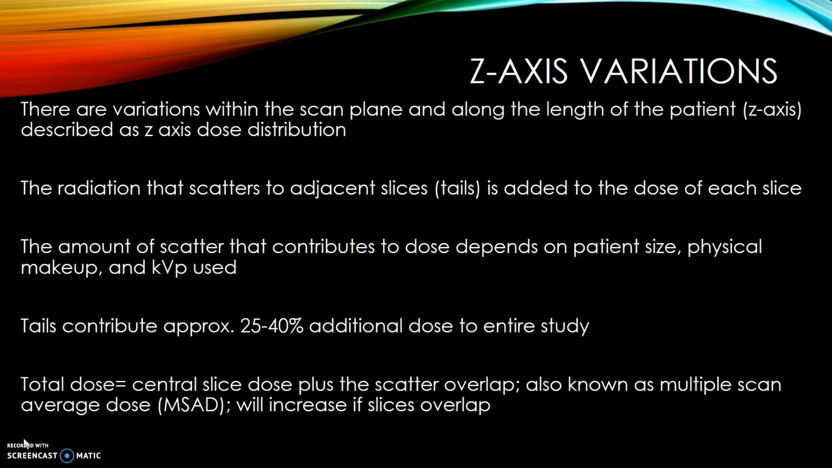There are variations within the scan plane and along the length of the patient's z-axis, or long axis, described as the z-axis dose distribution. The radiation that scatters to the adjacent slices, also known as tails, is added to the dose of each slice. The amount of scatter that contributes to dose depends on patient size, physical makeup, and the amount of kVp that was used. Tails contribute approximately 25 to 40% of additional dose to the entire study. The total dose equals the central slice dose plus the scatter overlap, also known as the multiple scan average dose, and it will increase if slices overlap.